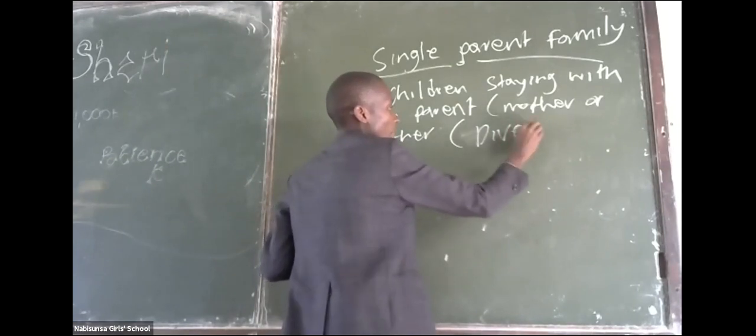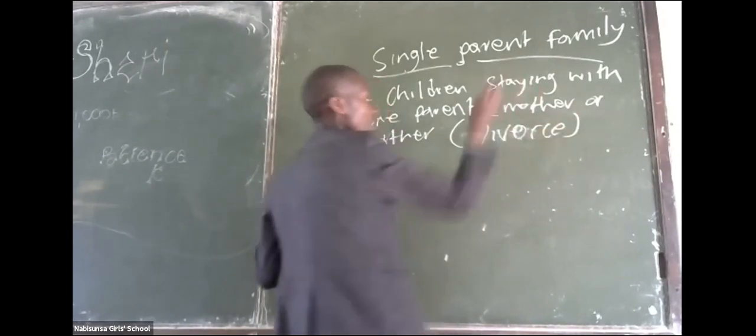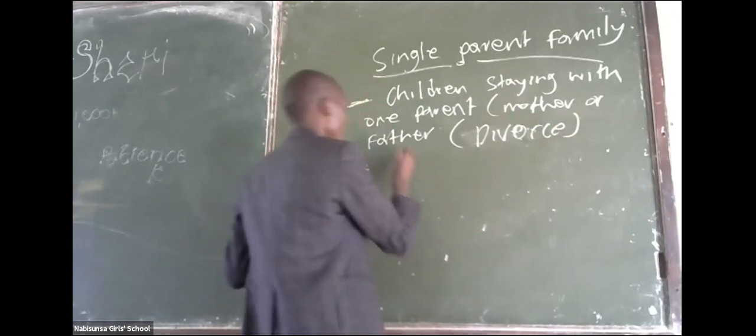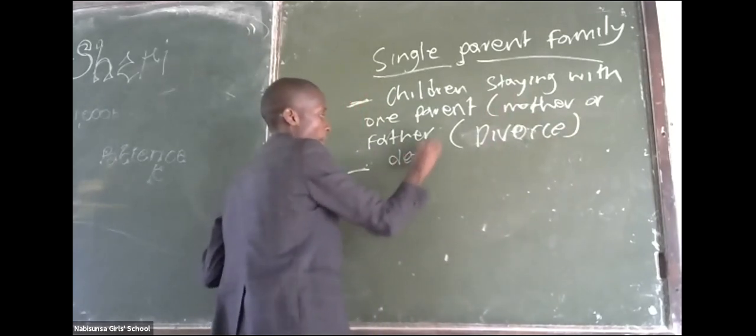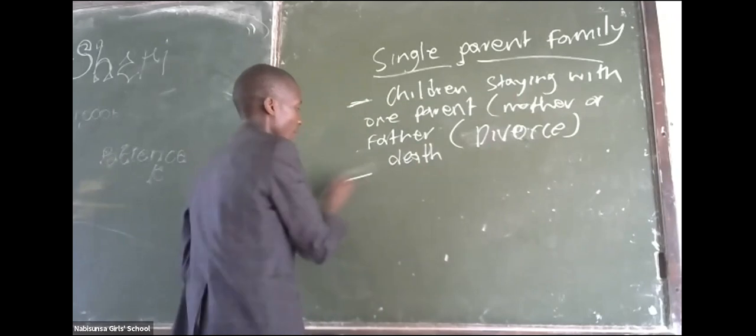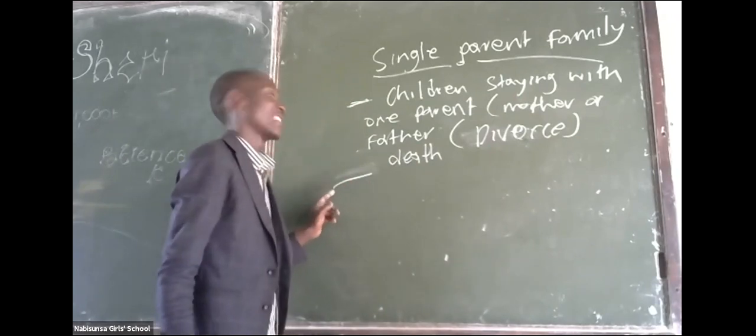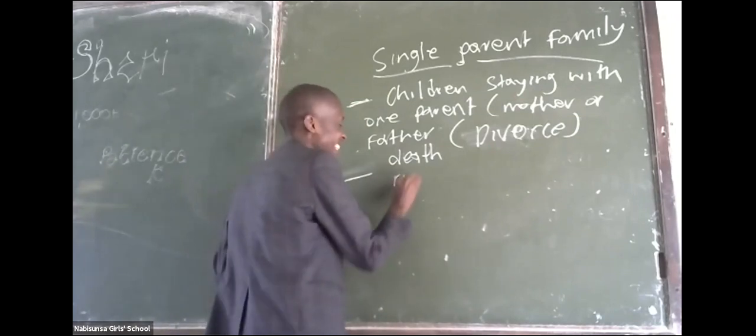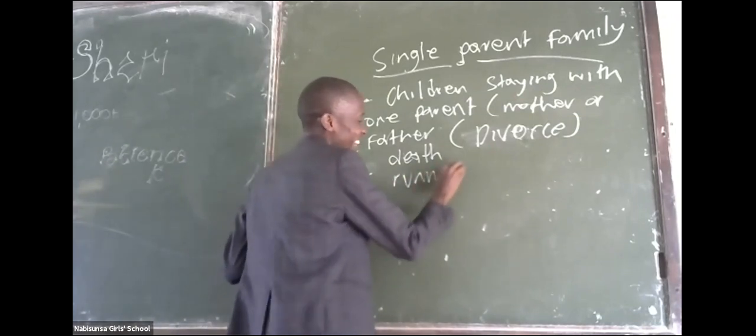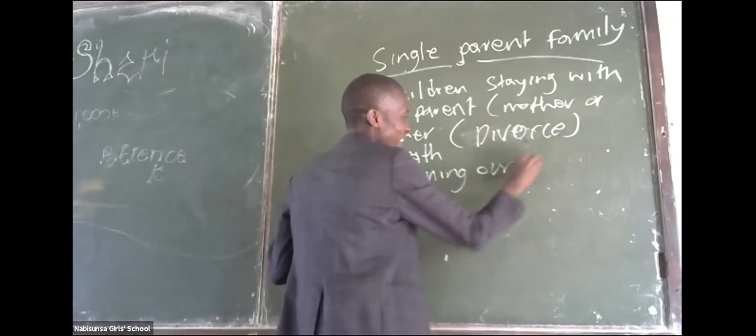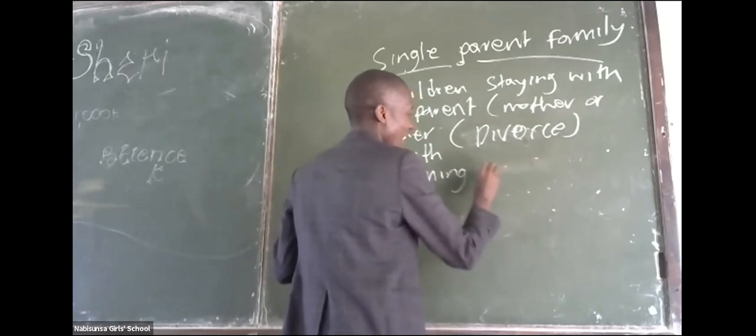D-I-V-O-R-C-E. Then Salma: when one parent runs away from their responsibilities. Running away, thank you. One parent running away.